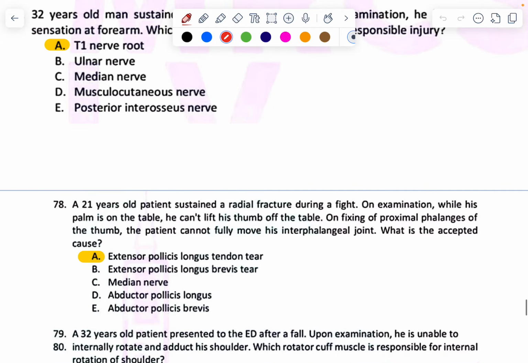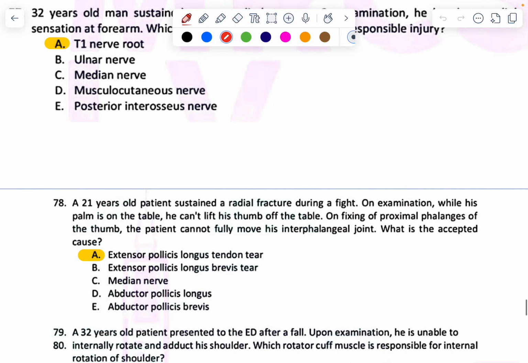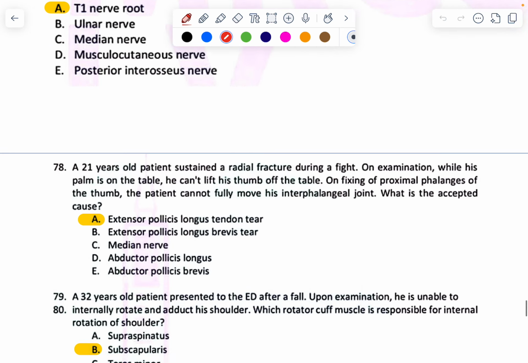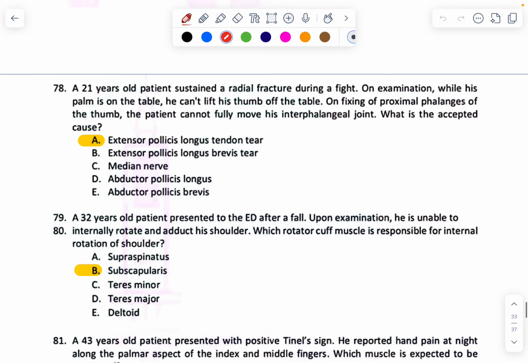A 32-year-old man on examination is unable to internally rotate and adduct. Which rotator cuff muscle is responsible for internal rotation? Subscapularis.